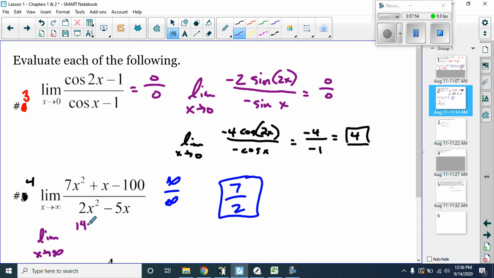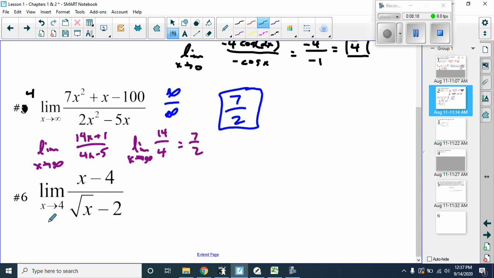Derivative of the top would be 14x plus 1. Derivative of the bottom would be 4x minus 5. Still infinity over infinity. So derivative of the top would be 14. Derivative of the bottom would be 4. 14 over 4 reduces to 7 over 2. So you get the same answer either way.